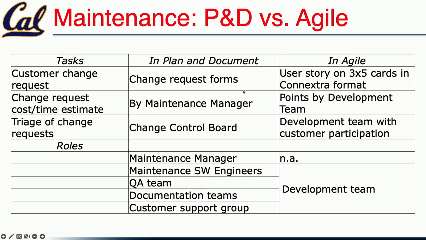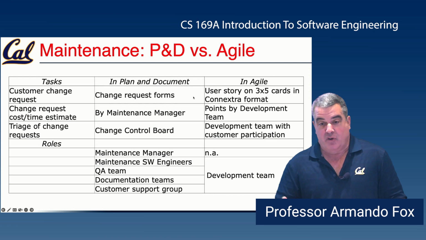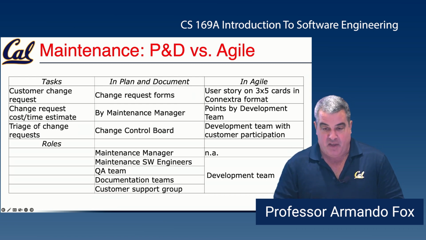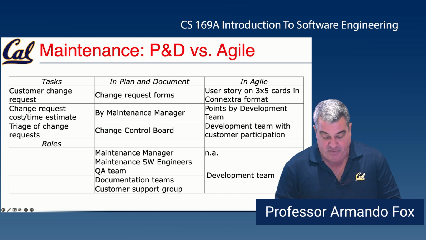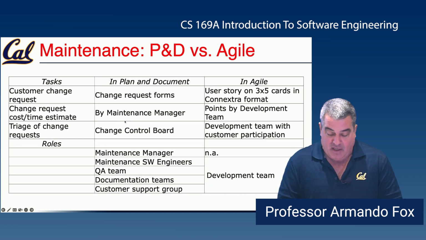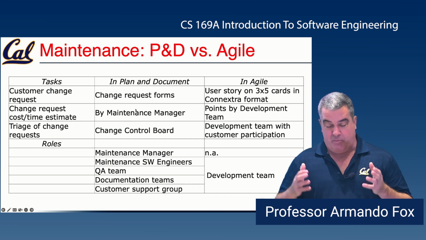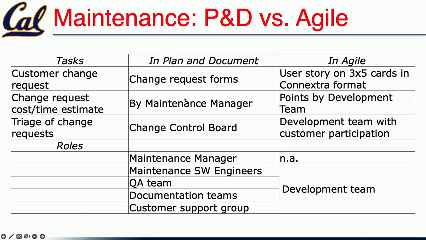Change requests in the P&D world kind of correspond to low-level, short user stories that indicate a feature the customer would like to have. Doing change requests and estimating how long that will take: in the P&D world, there's a maintenance manager whose job it is to figure that out and present it to the change control board. But in Agile, we've already talked about different mechanisms for breaking down user stories into smaller pieces, working with the team to sort of come up with an estimate of the number of points, essentially just doing everything at a finer granularity.